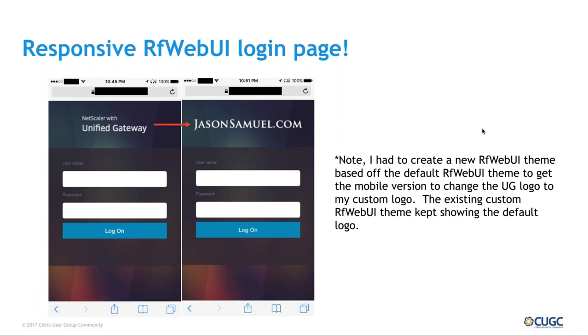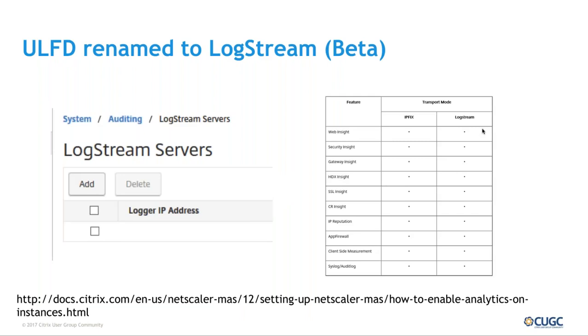For me, the way I got it to actually work and show my custom logo is by going into the RfWebUI and creating a child theme, so basically another theme off the default theme. I uploaded my logo, and then both web and mobile would work at the same time. I believe it's some kind of caching issue, but this kind of cleared that out. I didn't investigate it too thoroughly, but this is the workaround to get that to actually display on mobile devices if you do come across that issue.